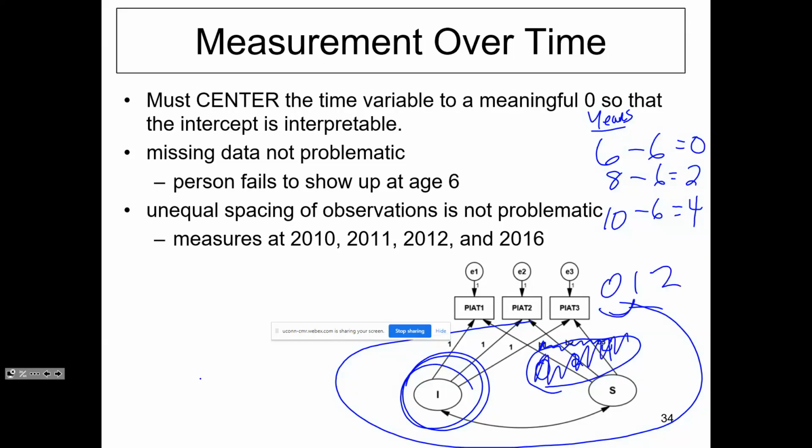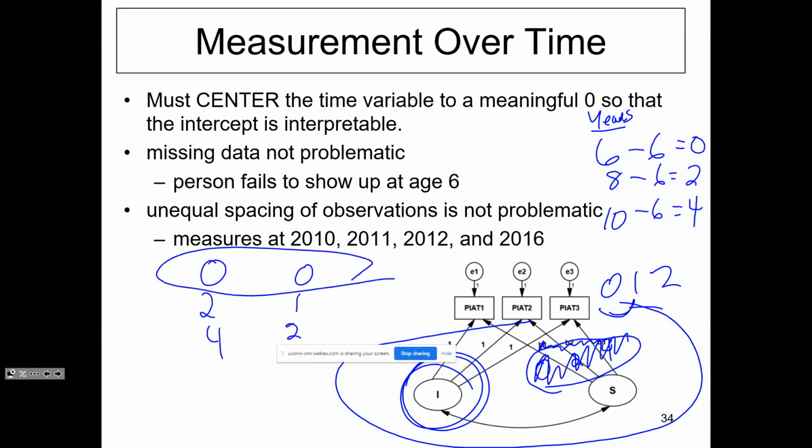So you also want to think about how you're setting up your time variable to be what you want it to be. Whether you use 0, 2, and 4 or 0, 1, and 2, those models are going to be statistically equivalent. They're going to have the same fit and the same intercept, because they're both centered at 0. The slope for this one is going to be twice as big as the slope for this one. So either one is fine. Just make sure you know what you're doing and that you interpret accordingly.